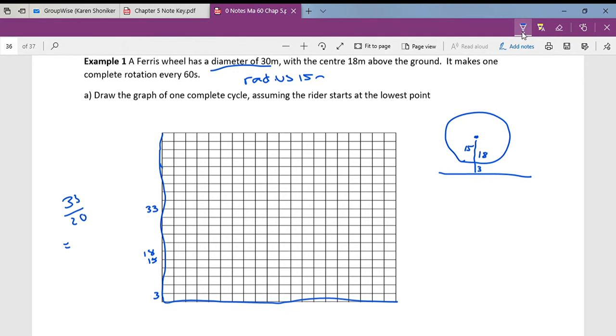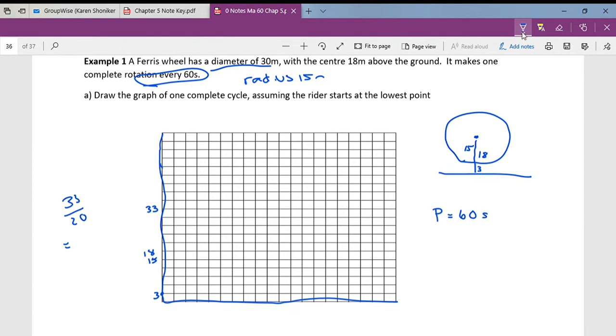And then we're going to look at how to draw this. Well, it says draw the graph of one complete cycle, assuming the rider starts at the lowest point. So we've already decided the lowest point is going to be at 3 meters. Now what we want to figure out is what our x scale is going to be. It says you're going to do one complete rotation every 60 seconds. So that is going to be your period. Your period is going to be 60 seconds.